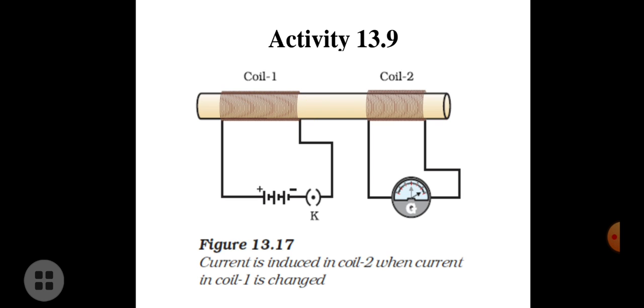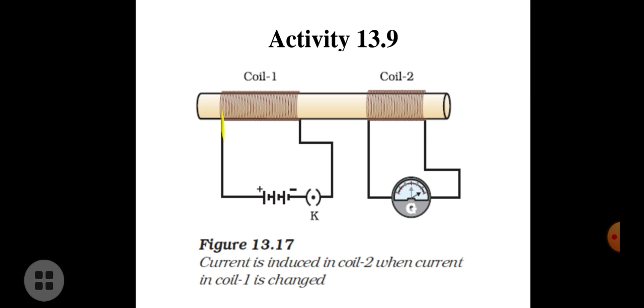In this case, the magnetic field lines are increasing. And as the magnetic field lines associated with coil 1 increase, they also encounter coil 2, and due to the change in magnetic field around coil 2, an induced current is produced in the circuit, and this galvanometer shows deflection. But why a momentary deflection? Why does it come back to 0?